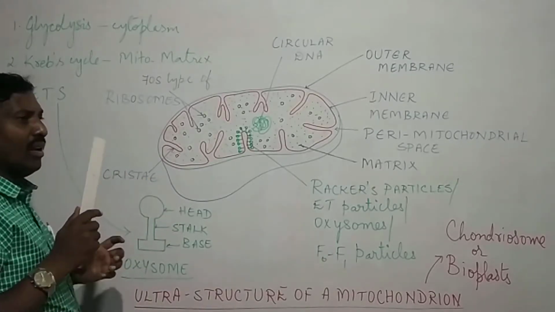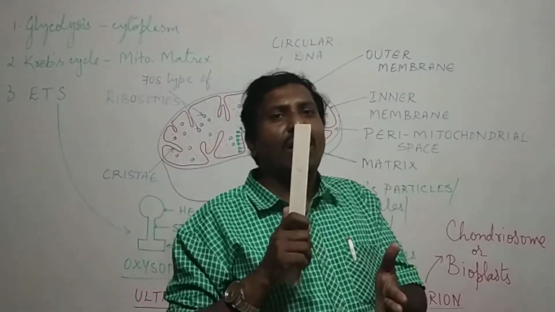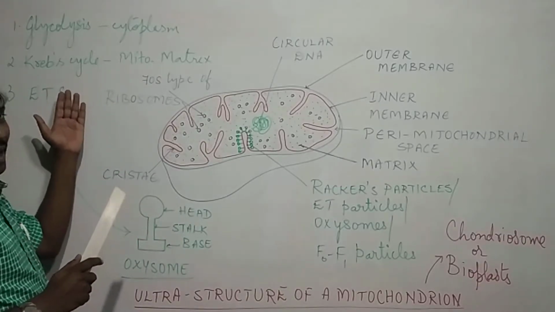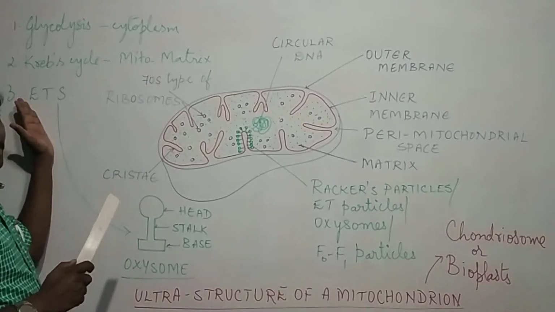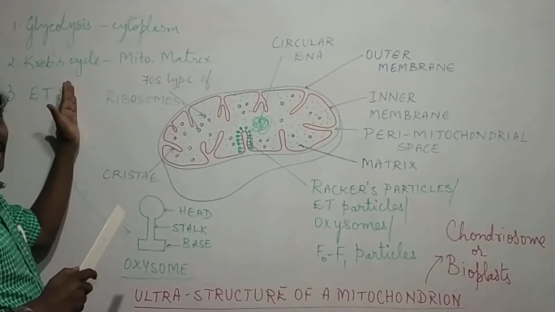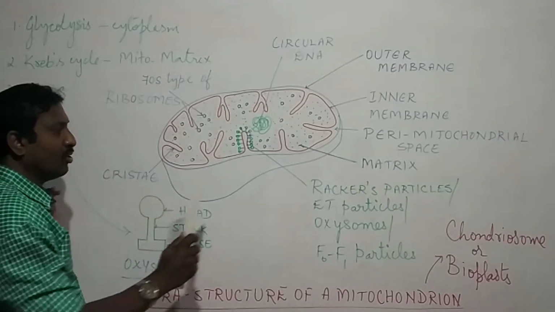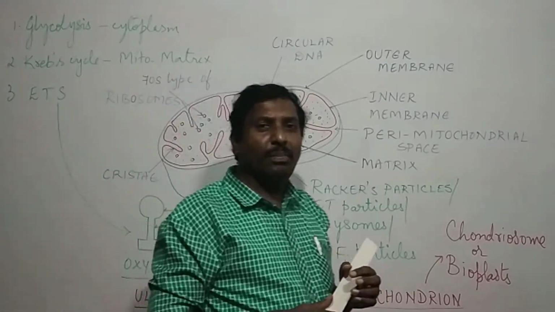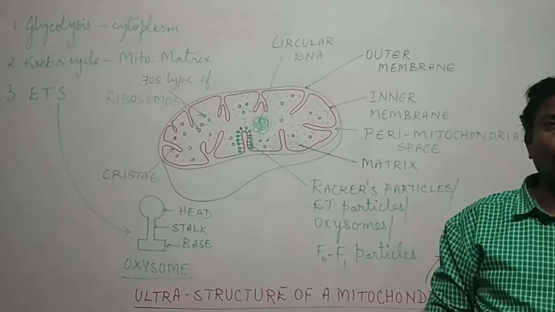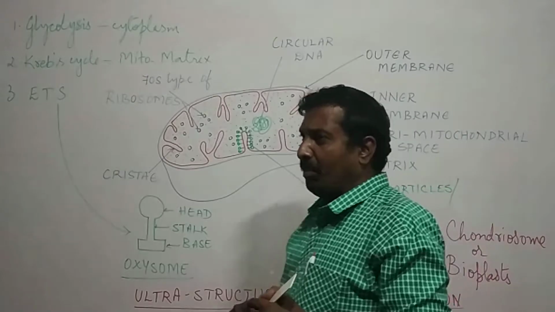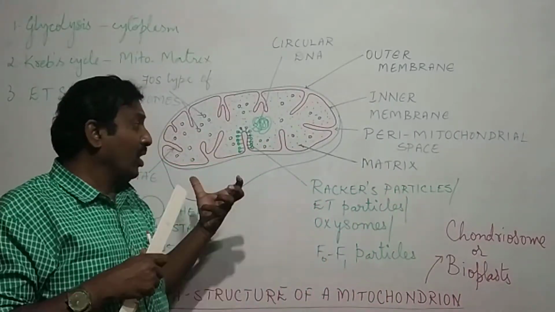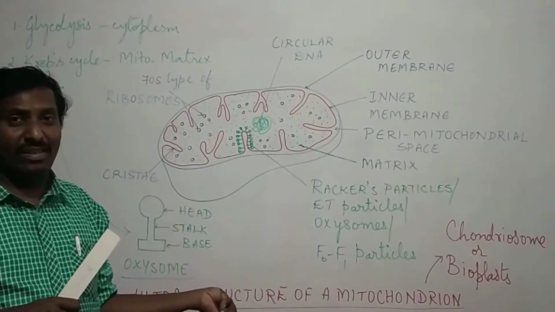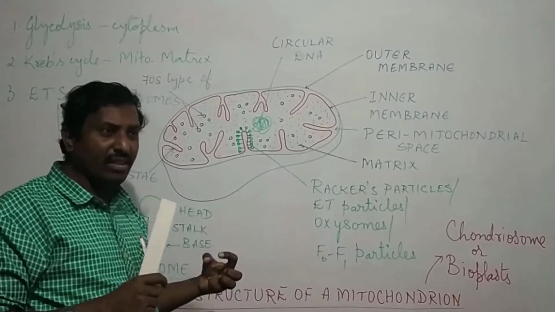And finally, the reduced coenzymes that are formed, like FADH2 and NADH, are finally converted into ATP molecules in the electron transport system. That is the third important step that occurs in the oxysomes, the so-called Racker's particles, with the help of the enzyme ATP synthetase, where ADP is converted into ATP. And since ATP is the energy-rich molecule, a high energy compound, it is considered as the currency of the cells. So ATP is considered as the energy currency of the cell.